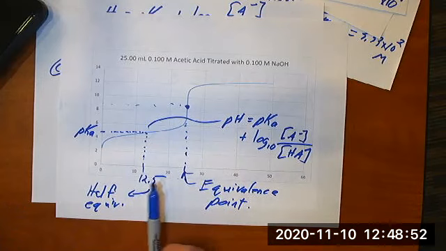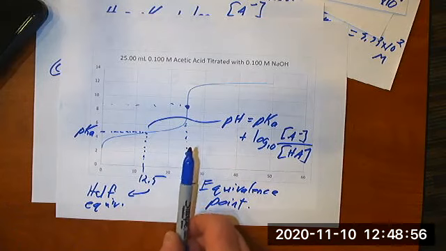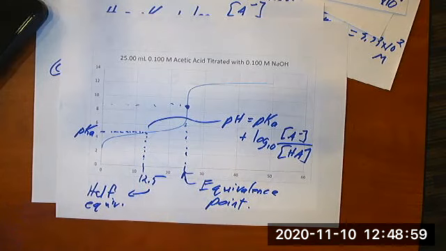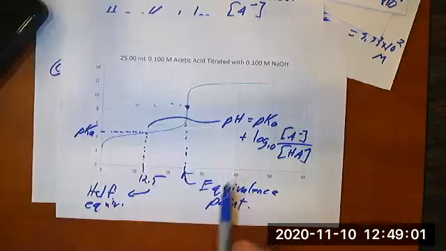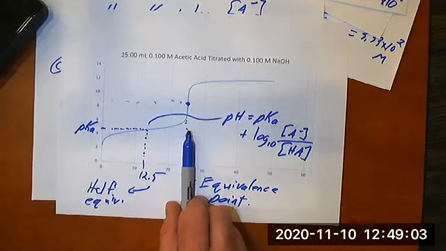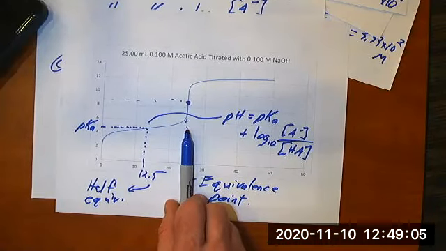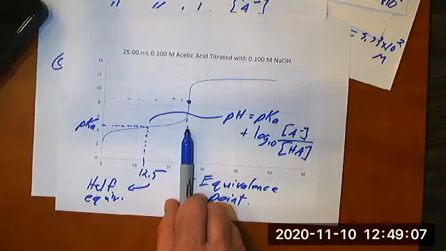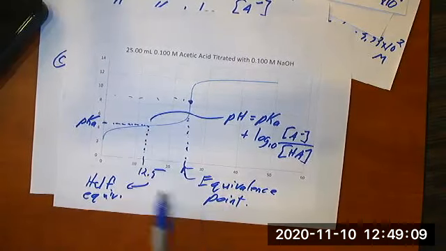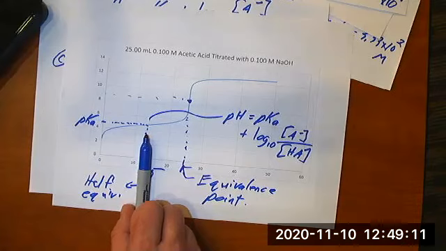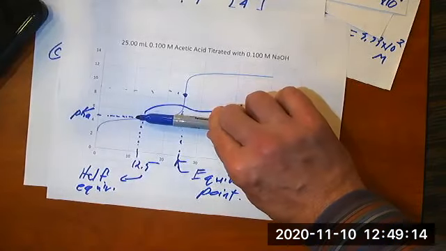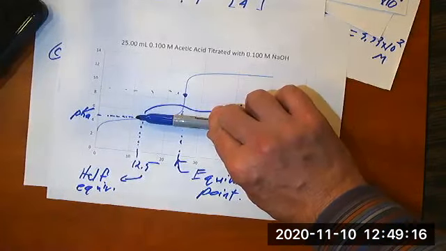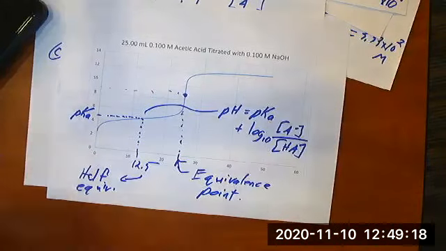You don't even need to know the concentration of that acid in order to determine the pKa. Think about that. We needed to know the volume that was the equivalence point, but we didn't need to know the concentration. You just take the half equivalence point, and the pH at that point is the pKa. So there's a lot going on in this that's really powerful.